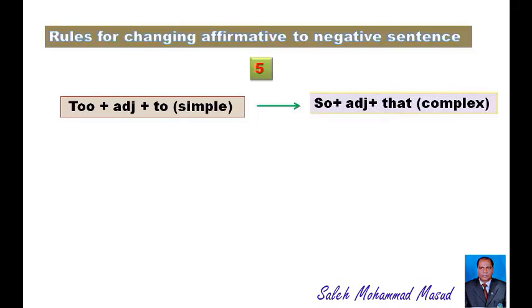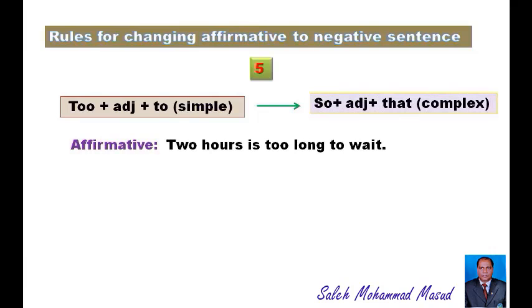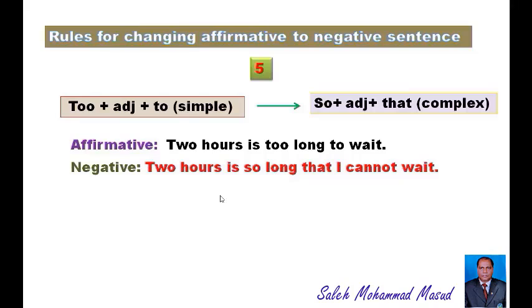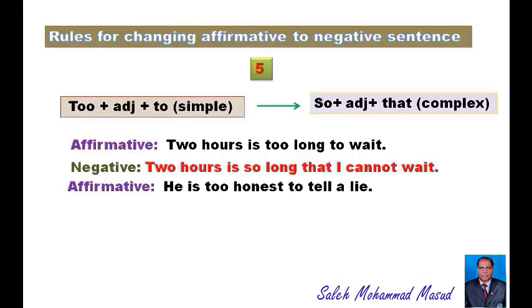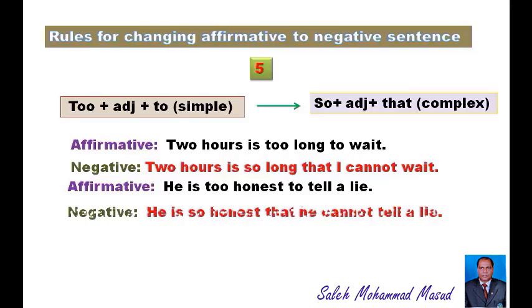Example here, two hours is too long to wait. Here the word long is an adjective, so the structure here is too plus adjective long plus to. And the negative form will be two hours is so long that I cannot wait. Similarly, he is too honest to tell a lie. The negative form will be he is so honest that he cannot tell a lie.